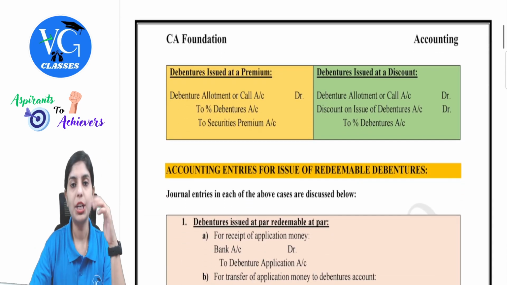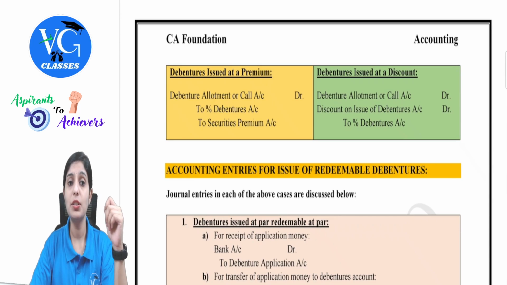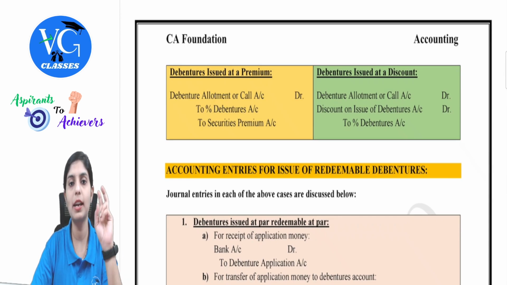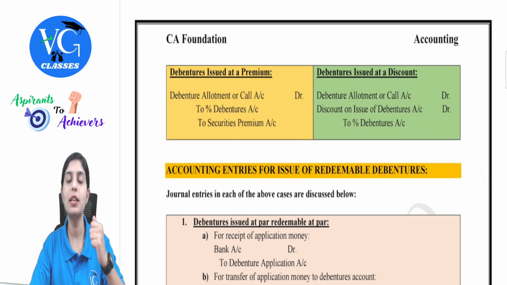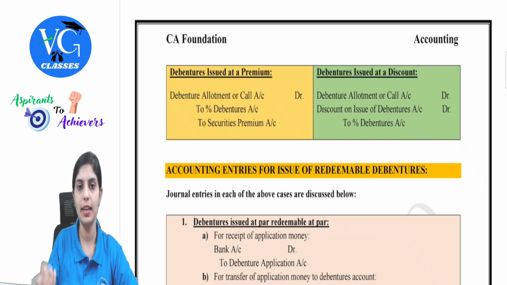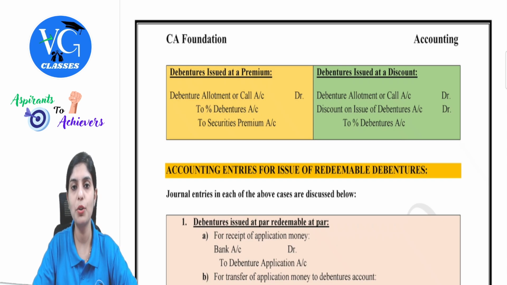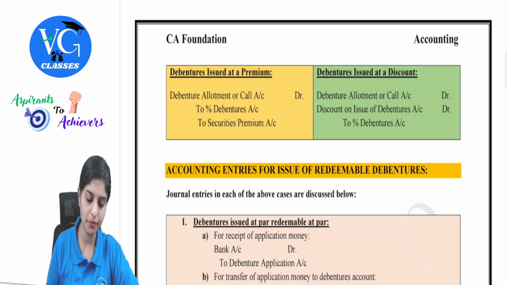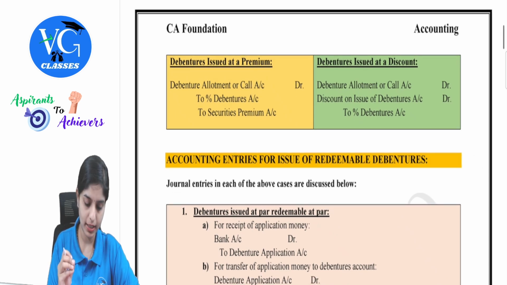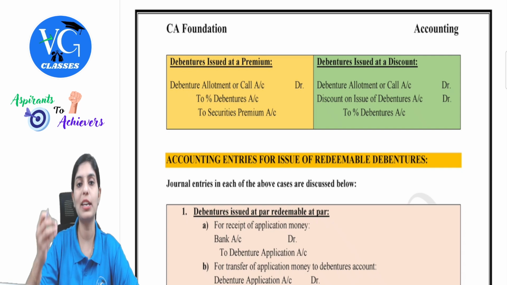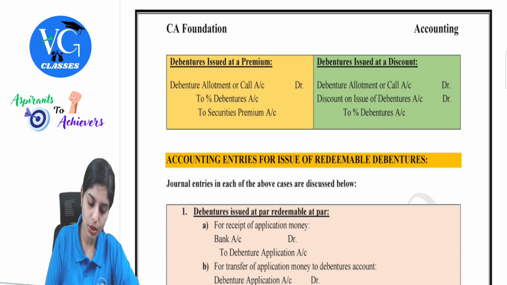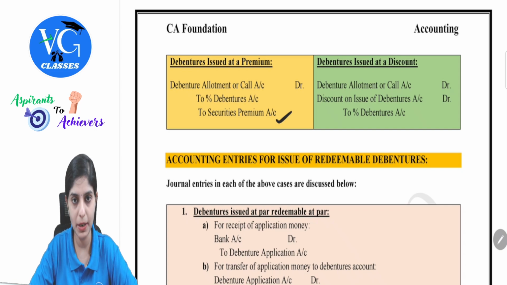Further, whatever we understood was if the debentures are issued at par. So now there are other two situations where debentures are issued at premium or at discount. So if debentures are issued at premium, we know there would be a separate account created called securities premium account. So what would be the entry? Generally, premium would be collected on allotment. So at that point of time, we will reflect this in the due entry itself. Debenture allotment or call account debit to percentage debentures and to securities premium account. So this was with respect to when debentures are issued at premium.